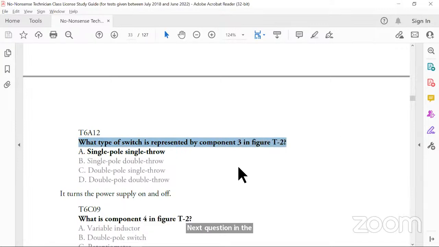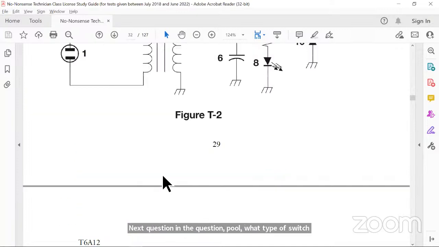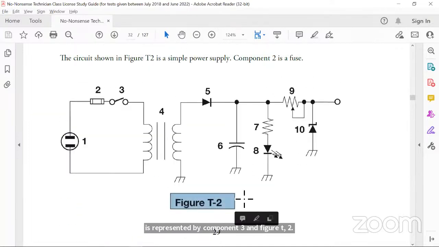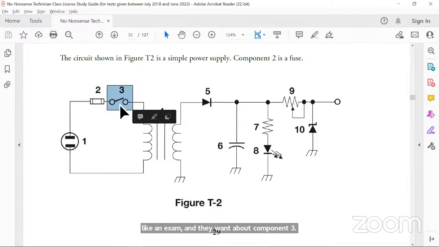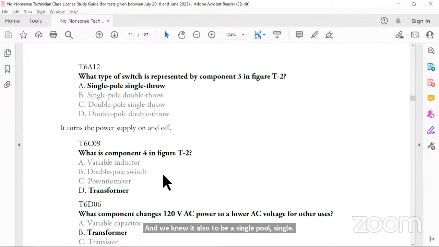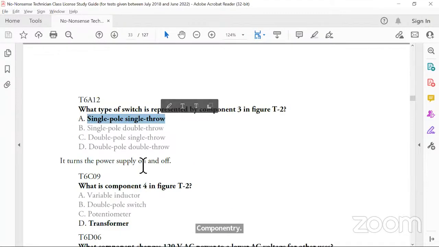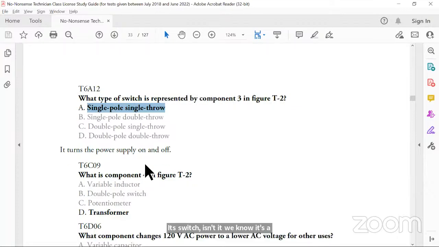What type of switch is represented by component 3 in figure T2? Let's look at it. This is figure T2. This is what it looked like in the exam, and they want to know about component 3. This is component 3. What is that? Well, everyone says, yes, that's a switch, right? And we know it also to be a single pole, single throw. But the question is, what is this item, component 3? It's a switch, isn't it? And we know it's a single pole, single throw switch, the most basic of switches, an on-off switch.